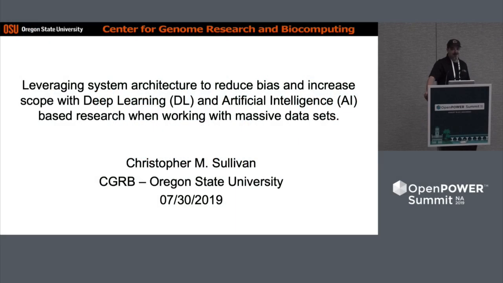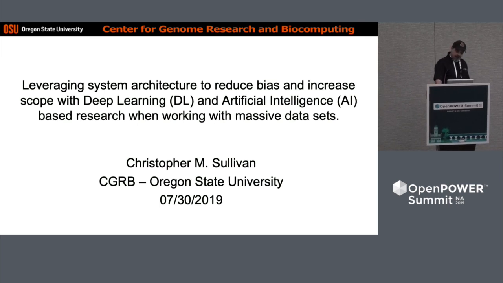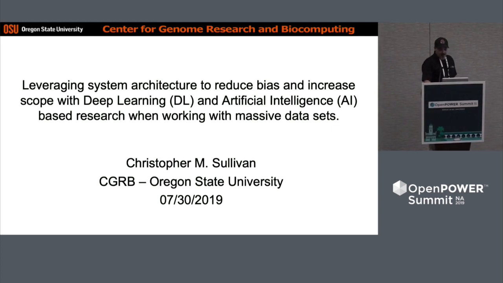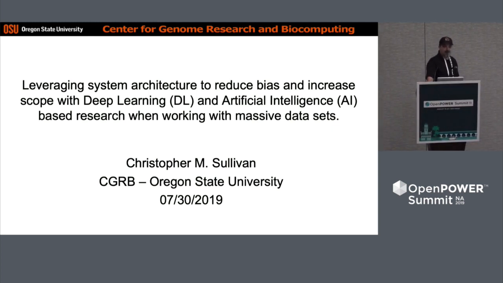I appreciate it. Today we're going to talk about some of the architecture effects that we see when utilizing GPUs on different architectures. I think this is super important because people buy GPUs and have no idea what the impact will be when they plug them in.